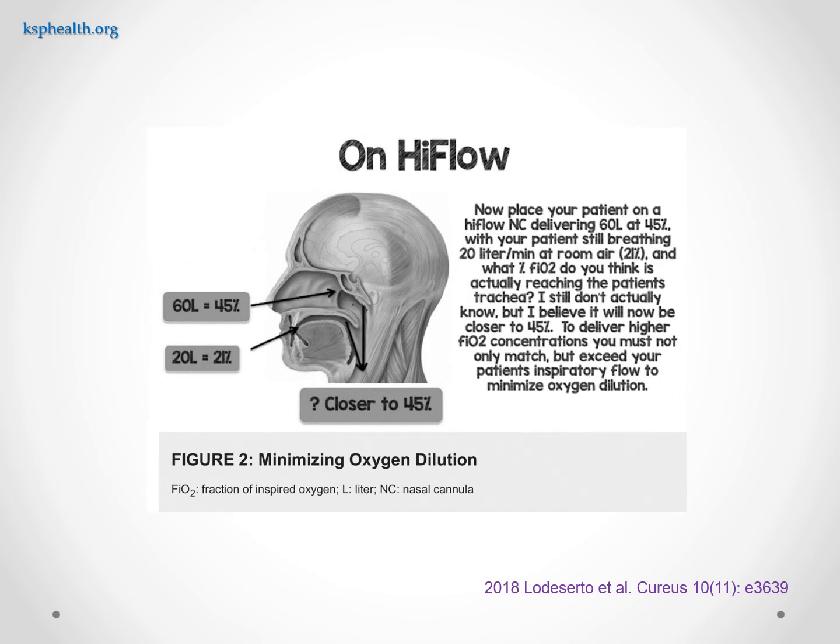On the other hand, if you give a high flow nasal cannula at 60 liters at 45%, the peak inspiratory flow via mouth is only 21% room air. So what is the chance of the FiO2 concentration in the trachea? Most likely it's close to 45%, because the high flow nasal cannula ensures the FiO2 being delivered into the lungs. As a result, high flow is far superior. It negates the oxygen dilution effect.